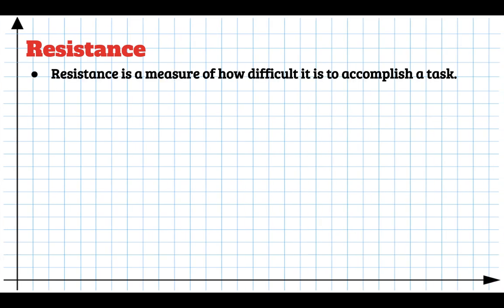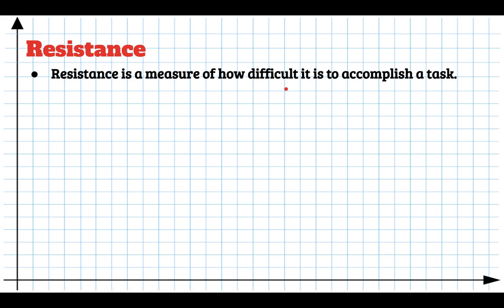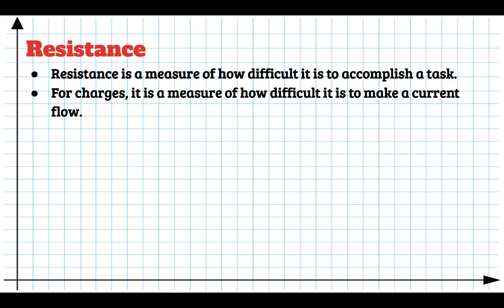So let's talk about resistance for a minute. Resistance is a measure of how difficult it is to accomplish a task. So if there's a lot of resistance, that means it's hard to get it done. And if there's no resistance, it's easy to get it done, right? For charges, resistance is a measure of how difficult it is to make the current flow.